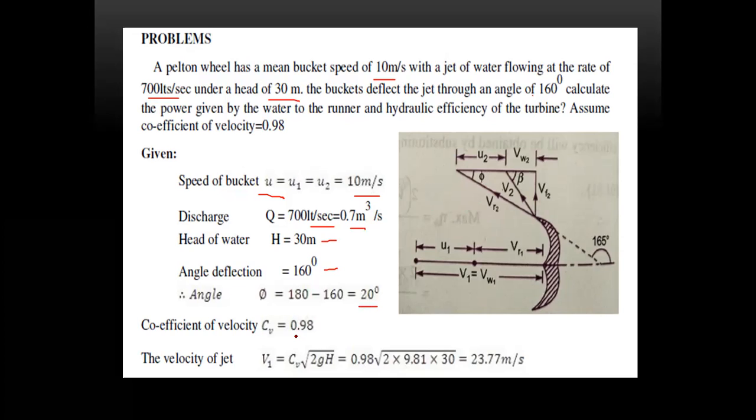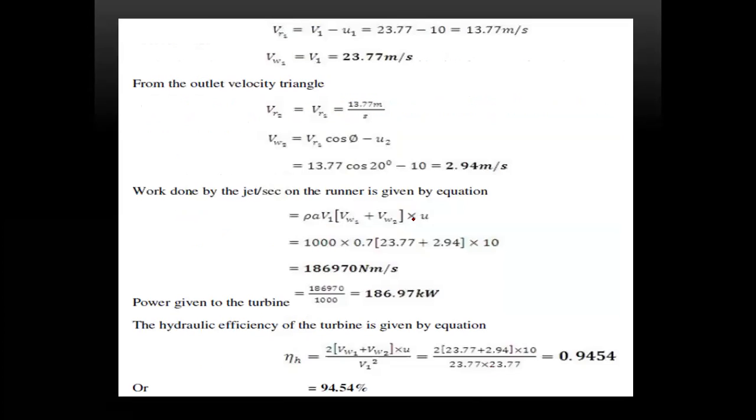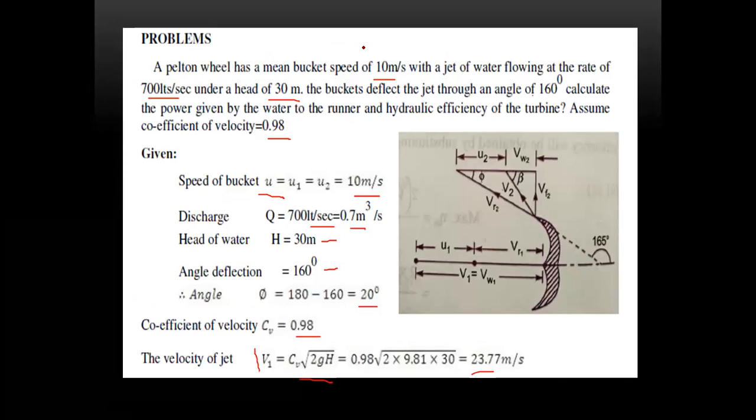Therefore, the coefficient of velocity Cv is equal to 0.8. Now, the velocity of the jet V1 is equal to Cv into root 2gH. Upon solving, you get this. Now VR1, do it here the same way as we did in the derivation. VR1 is equal to V1 minus U1. How did it come? See here, see the figure VR1.